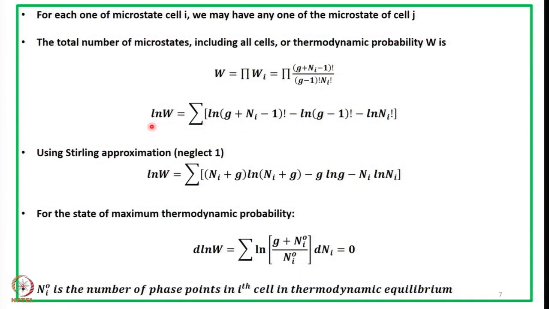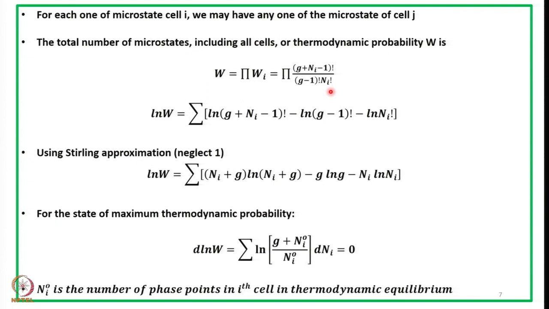So when I take log of W, when you take log of a product, it can be written as summation. I'm not going to get into details because this we have already discussed in Maxwell-Boltzmann statistics. So it will be summation log (g plus ni minus 1) factorial minus log (g minus 1) factorial minus log ni factorial, because g minus 1 and ni factorial appear in the denominator.